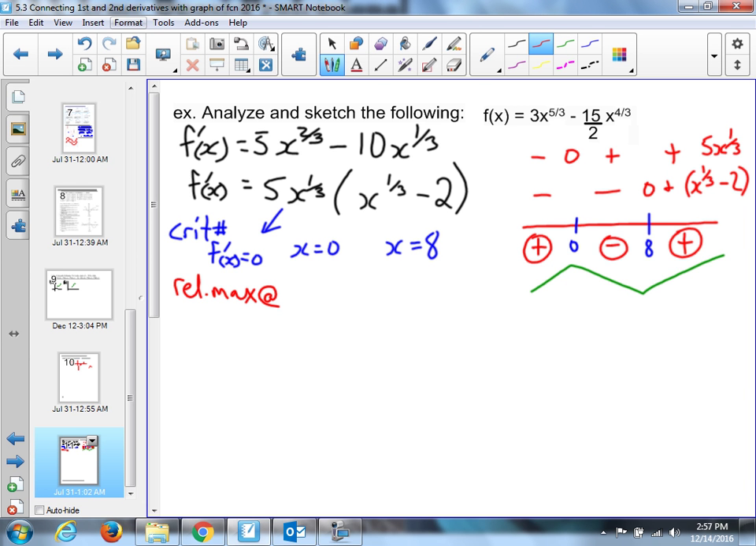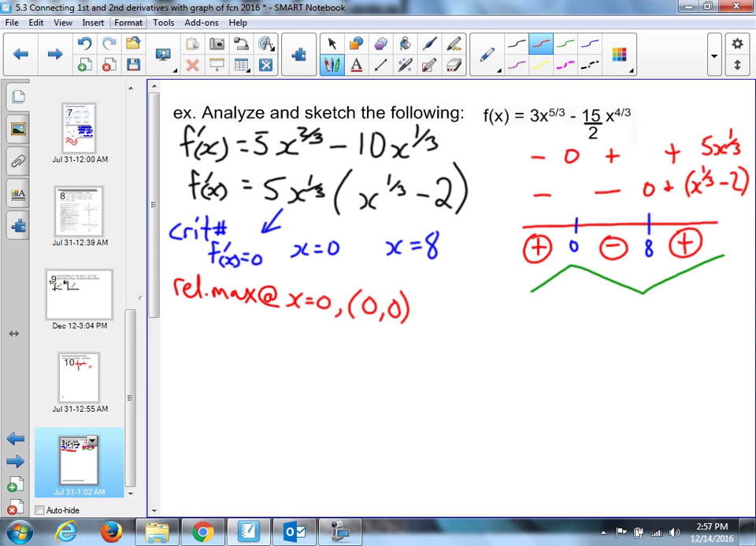At, well, that's it, x equals 0. So I plug 0 into which function? The derivative or the original function to find the ordered pair? The original function. And 0 minus 0. And why is that a relative max?